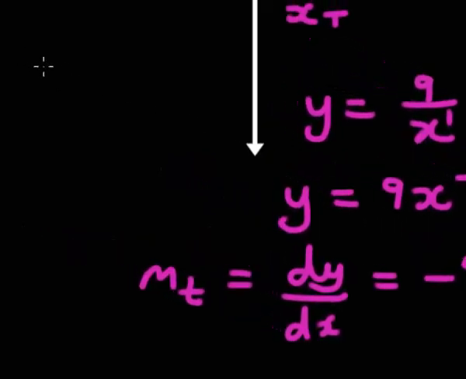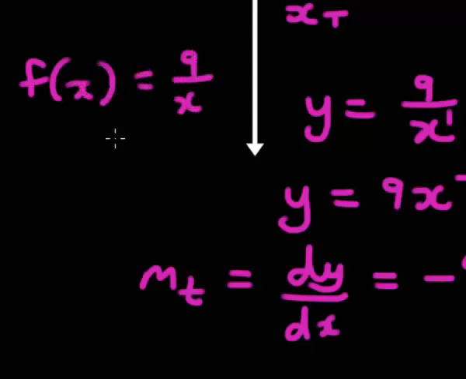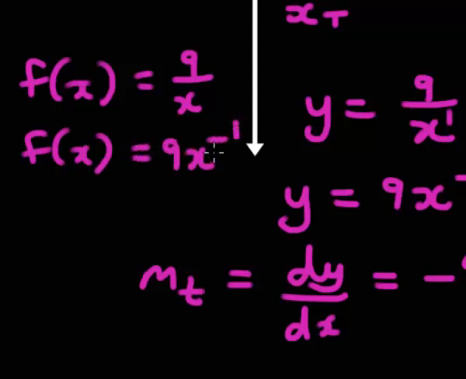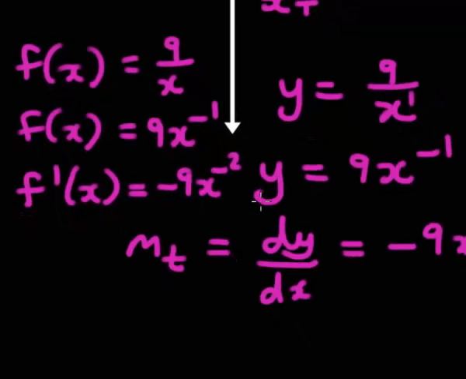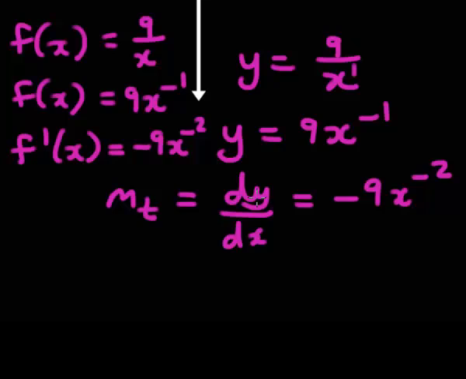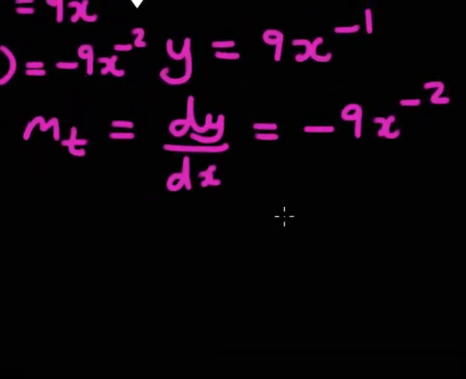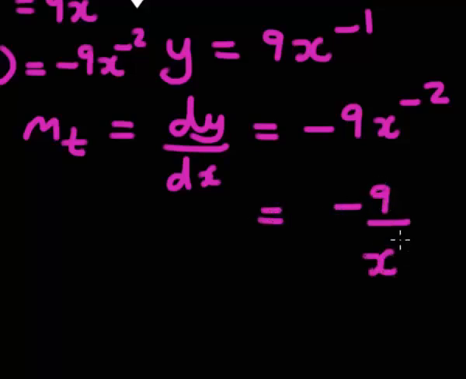If you wanted to use f(x) is equal to 9 over x, then what you would have done is you would have said f(x) is equal to 9x to the minus 1, and you would have gone f prime of x is equal to negative 9x to the negative 2. But if you use y, of course, we then use dy over dx. So there we've got it. That's the gradient. And if you want to tidy that up, it's negative 9 divided by x squared.